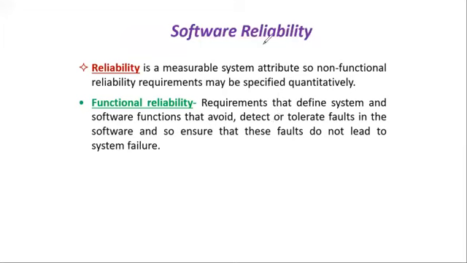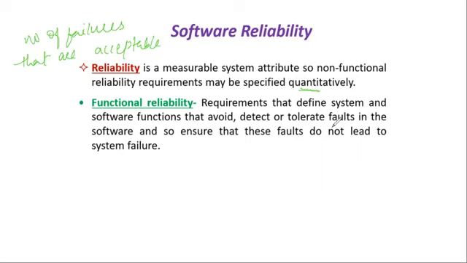And the next topic is software reliability. Now, what is reliability? Reliability is a measurable system attribute. So non-functional reliability requirements may be applied quantitatively. Now, this is going to define the number of failures that are acceptable during the normal use of the system. That is your reliability. Now, what is functional reliability?